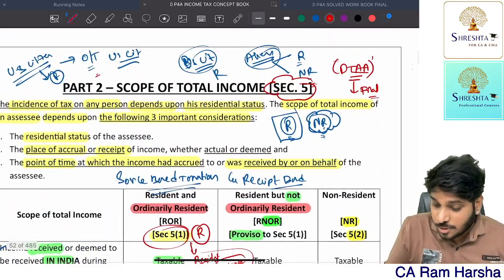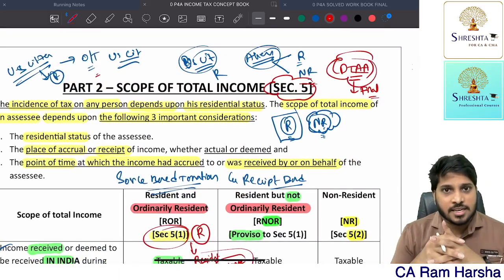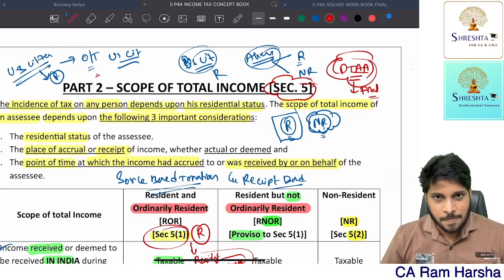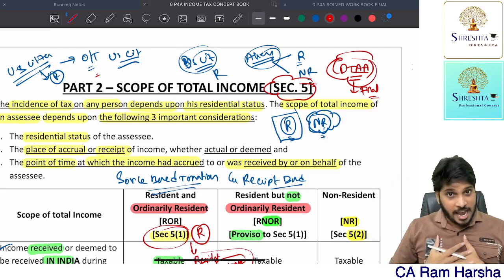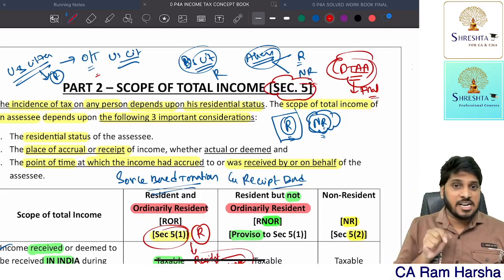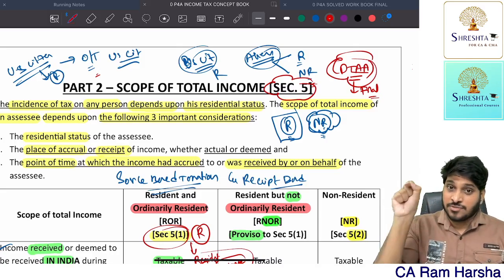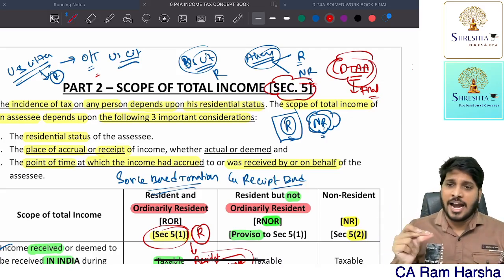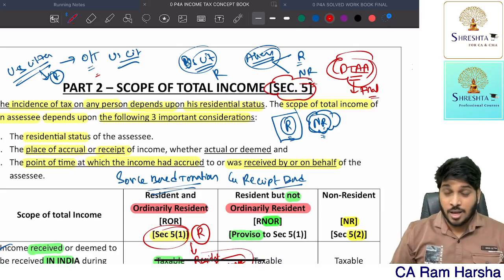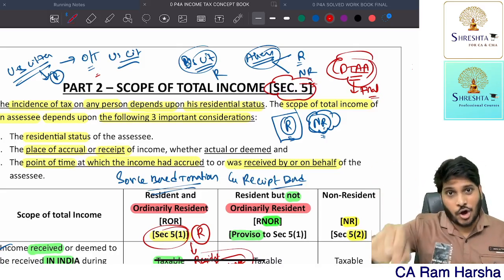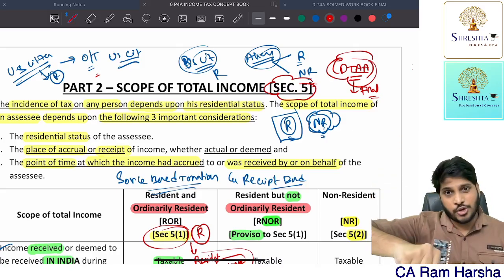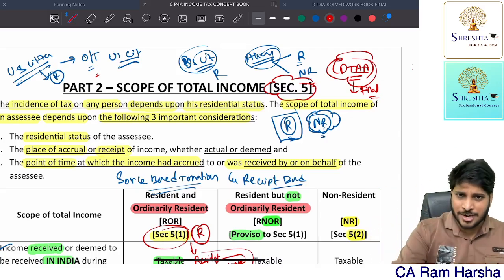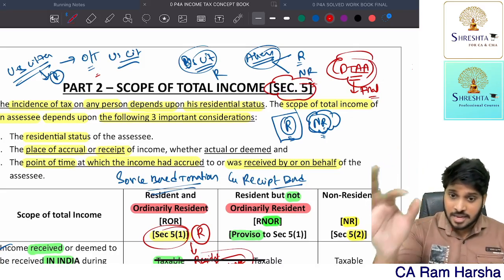there is something called double taxation avoidance. What is a double taxation avoidance agreement? The Indian government will talk to the US. Dear US government, I have a rule that if a person becomes a resident in India, irrespective of the source of income, I tax it. Same way, the US also has a law. If a person is a citizen of the United States, irrespective of the source of income, whether the source is in the US or outside the US, doesn't matter, they will tax it.